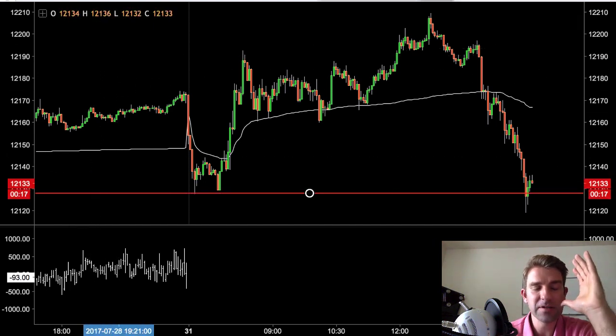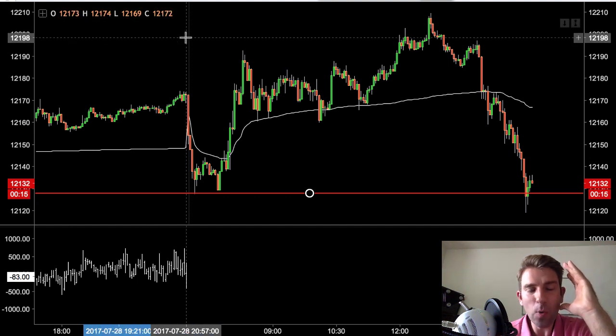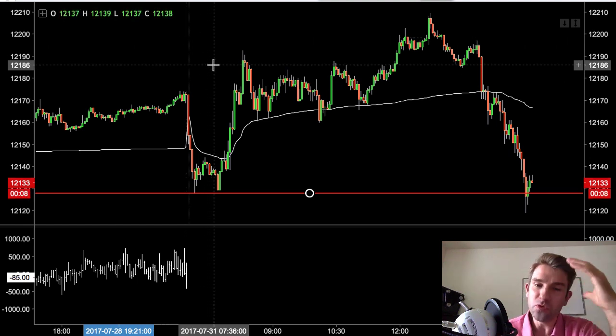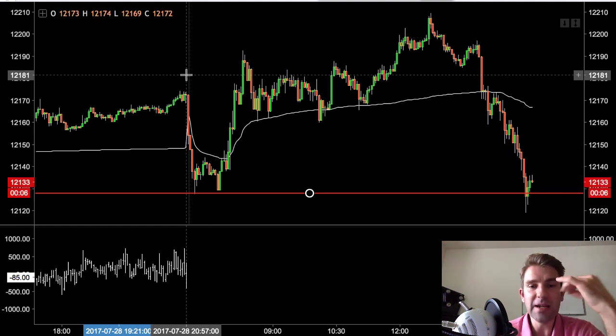When the markets are very, very active, this is a good strategy to implement. So, scalping around a key level.